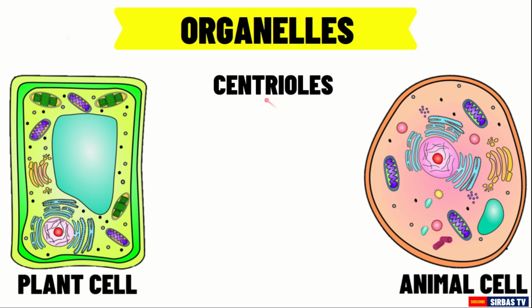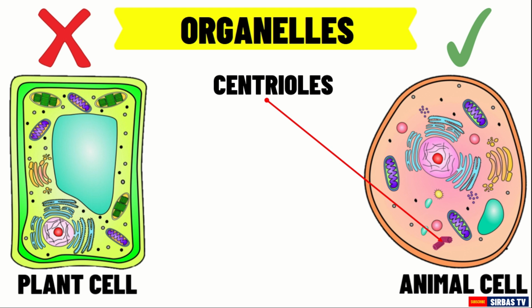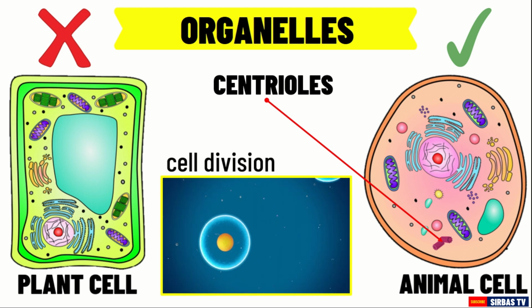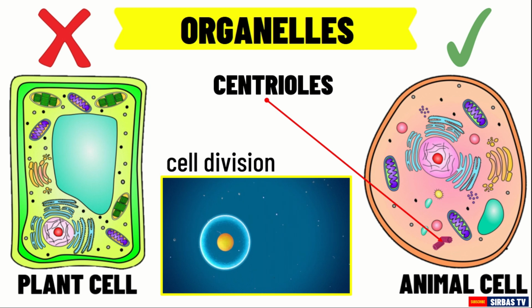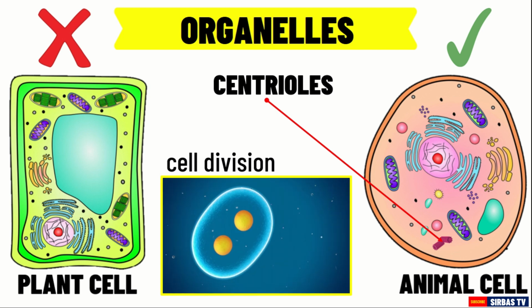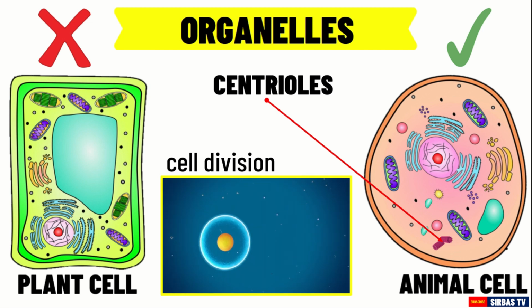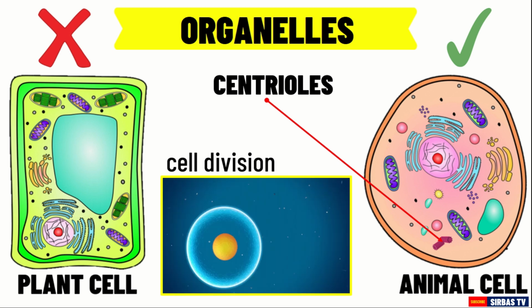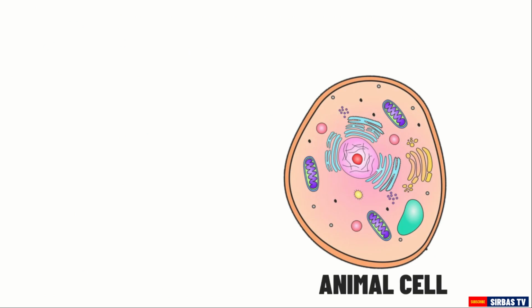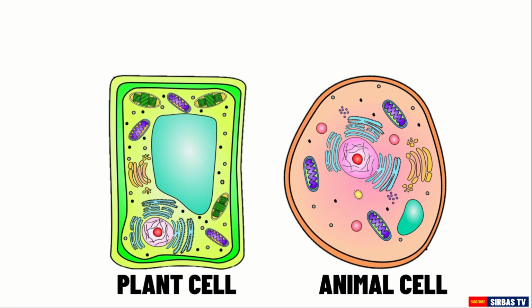Next is centriole. Animal cells have centrioles while plant cells do not. Centriole plays an important role in cell division. Cell division is important in animal cells because it enables the organisms to produce new cells needed for the production of new organisms, growth, and maintenance. And that is the difference between animal and plant cells.